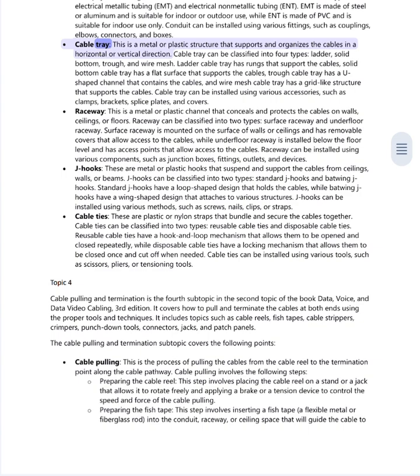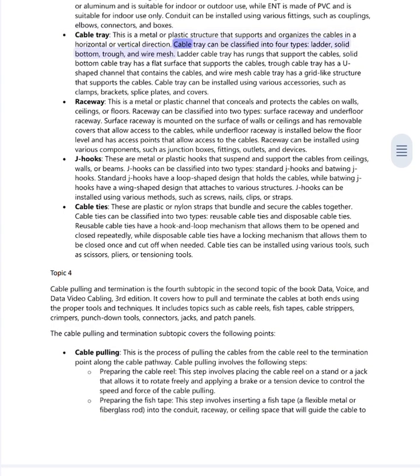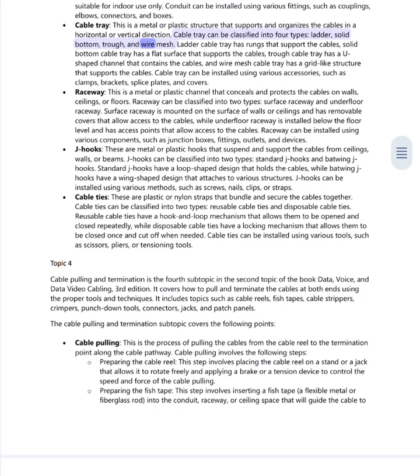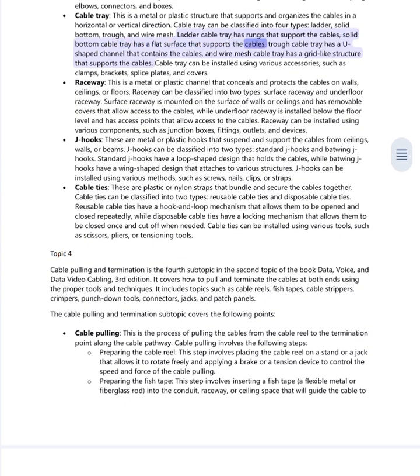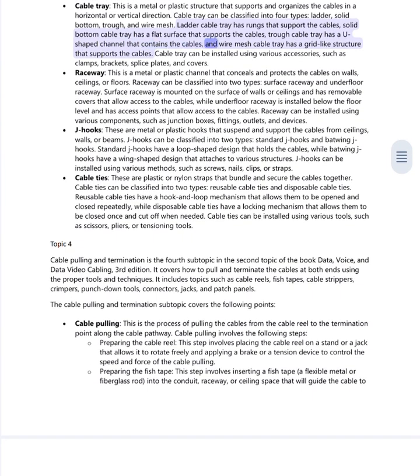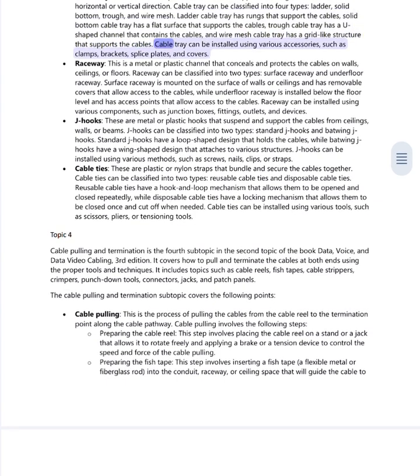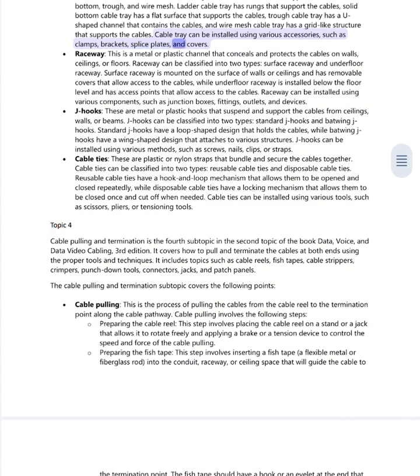Cable tray. This is a metal or plastic structure that supports and organizes the cables in a horizontal or vertical direction. Cable tray can be classified into four types: ladder, solid bottom, trough, and wire mesh. Ladder cable tray has rungs that support the cables. Solid bottom cable tray has a flat surface that supports the cables. Trough cable tray has a U-shaped channel that contains the cables. And wire mesh cable tray has a grid-like structure that supports the cables. Cable tray can be installed using various accessories, such as clamps, brackets, splice plates, and covers.